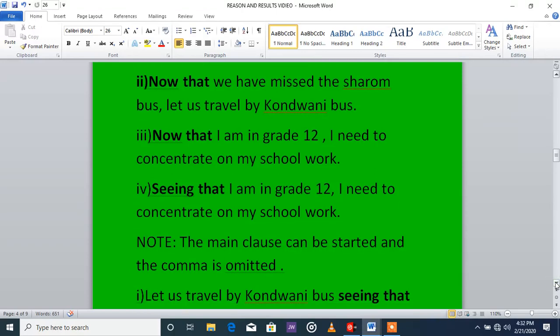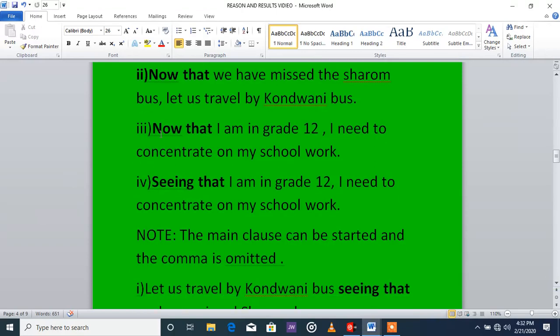Then look at number 3 in Roman numeral there: now that I am in grade 12, I need to concentrate on my schoolwork. Why is this person concentrating on the schoolwork? Because he or she is now in grade 12. You can also use "seeing that" in the same statement. Look at number 4: seeing that I am in grade 12, I need to concentrate on my schoolwork.